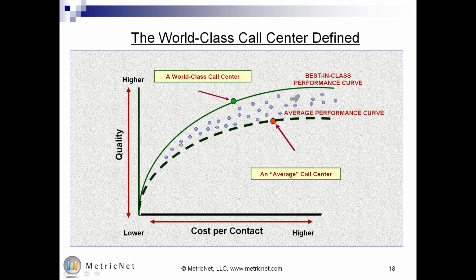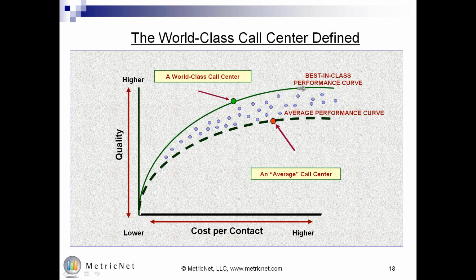But I want you to recognize here that there are two curves. The upper curve represents what we call the best-in-class performance curve. The lower curve is an average level of performance. Call centers that are operating at an optimal level will be best-in-class. They'll be on this green curve.